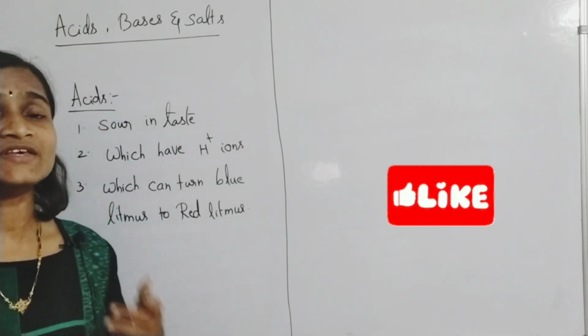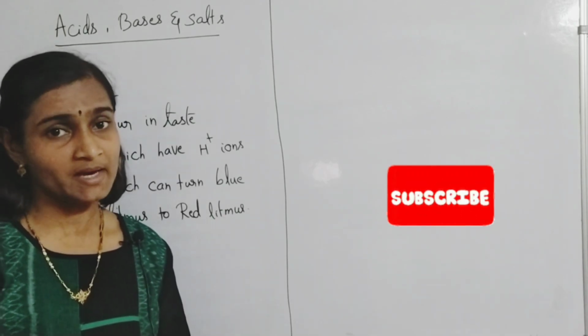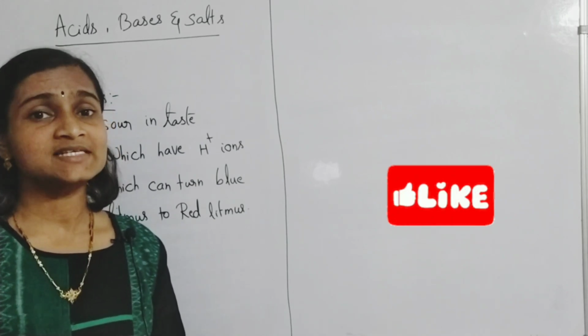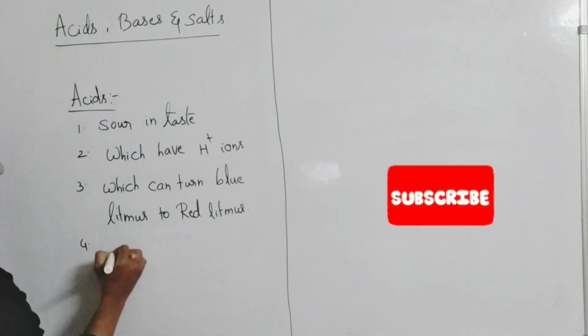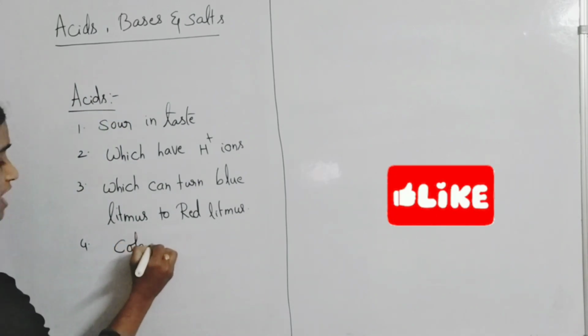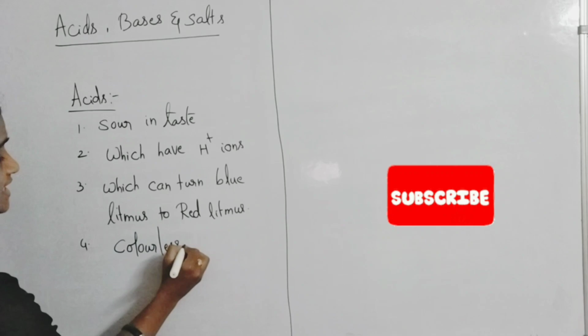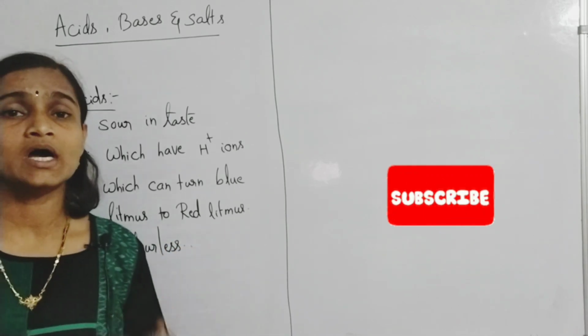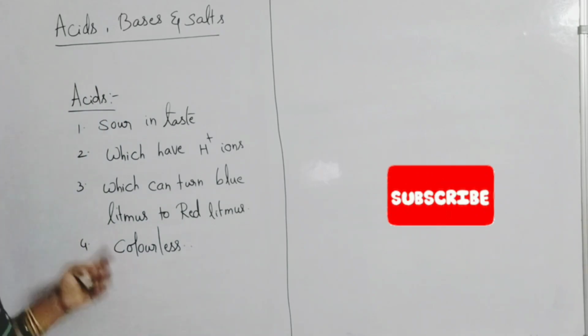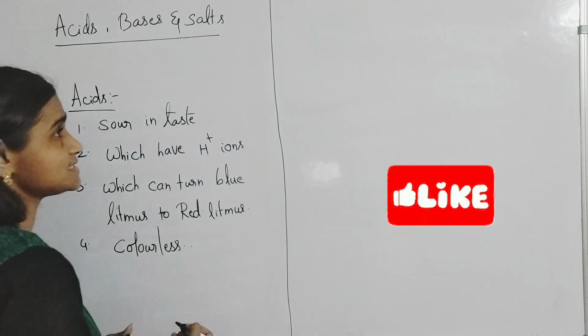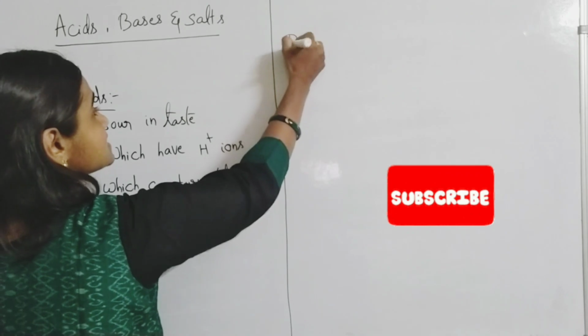You have other properties also being exhibited by acids. These are the general physical properties exhibited by acids, and most of the acids we see are colorless. Not much color is observed. Even if it is observed, a pale yellow color we can observe. So these are the general properties of what? Acids.